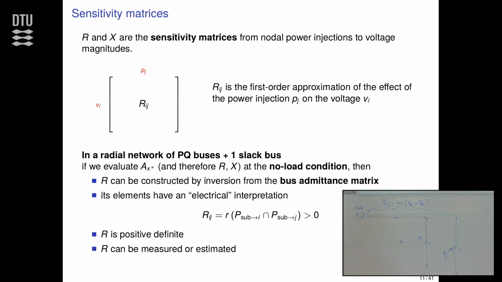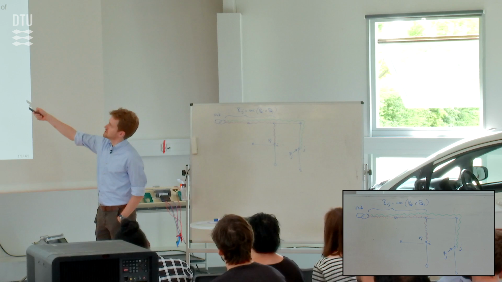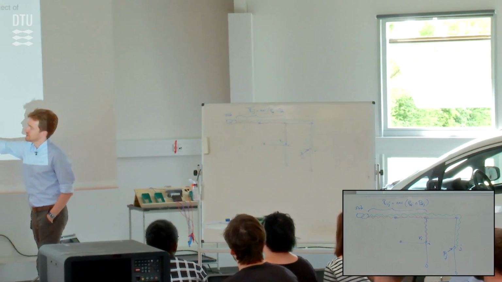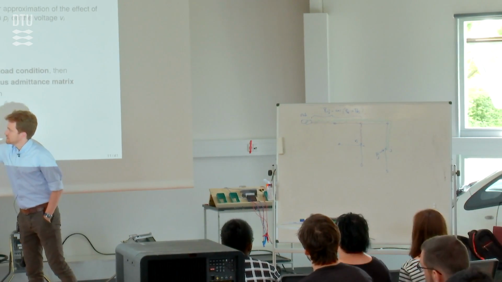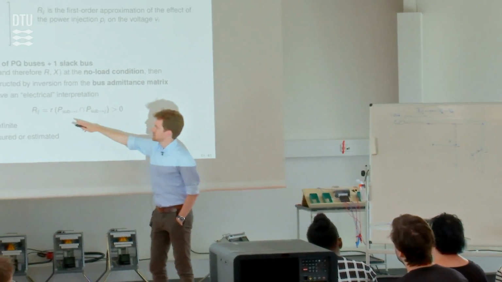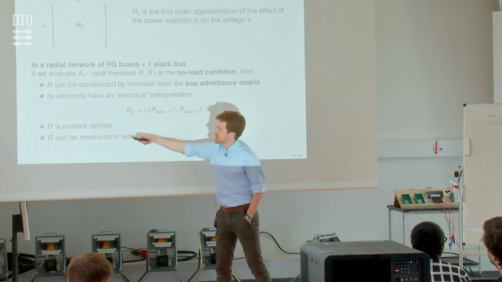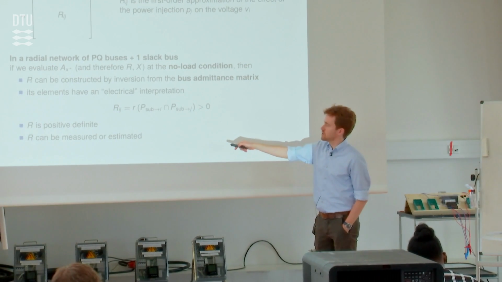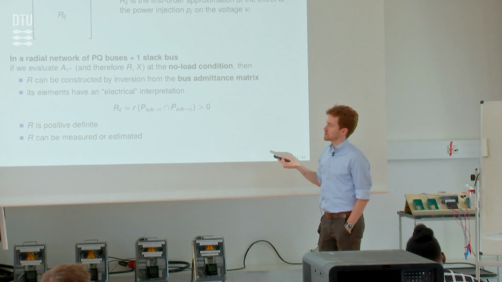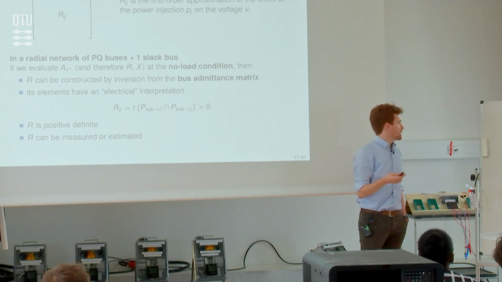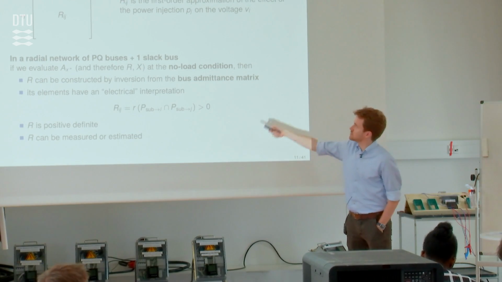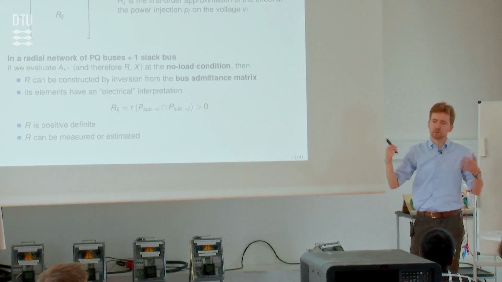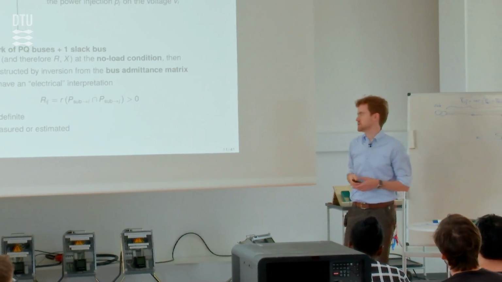And so, if you need interpretation from power systems, it is this one. If you need how to construct it, it is this one. If you need the mathematical property, I need to tell you also that all the elements of R are positive, but R is also positive definite as a matrix. And last important point: if you don't own a network at all, but you have data, you can just estimate R because you know that this is a first order approximation. You just collect a lot of power flows, a lot of voltages, and you see what is the relation between them.